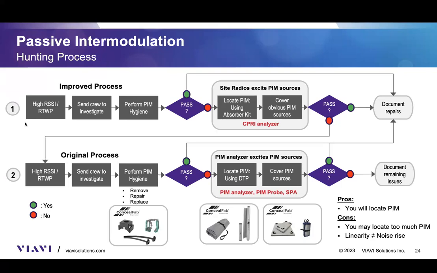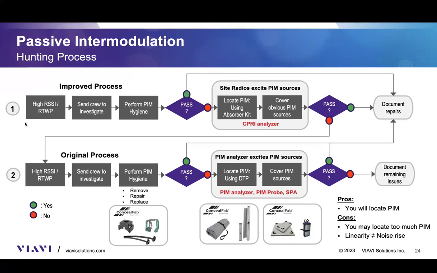What does change is that before we call the crew with the PIM analyzer, the first thing we should do is try to solve the problem by using the site radios to excite the PIM sources. And what we found is that CPRI analyzers actually speed up that process. You could have somebody calling back to run commands and give you real-time RSSIs, but real-time isn't really real-time. It usually means you do something and you're waiting 5 or 10 minutes to get a response.